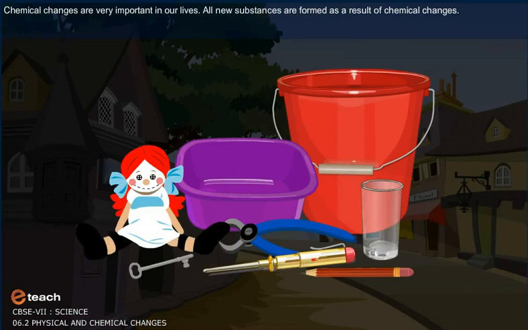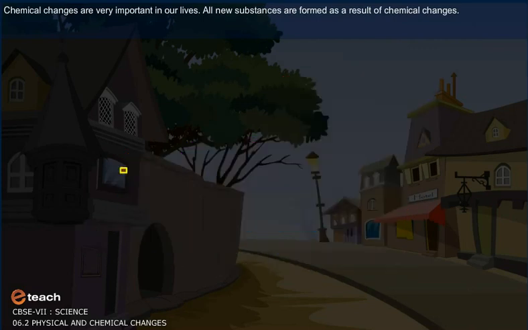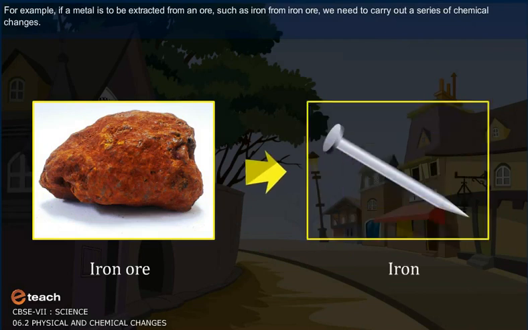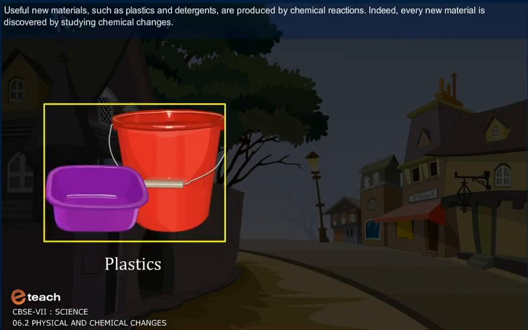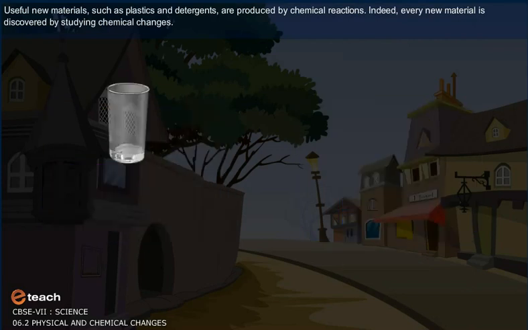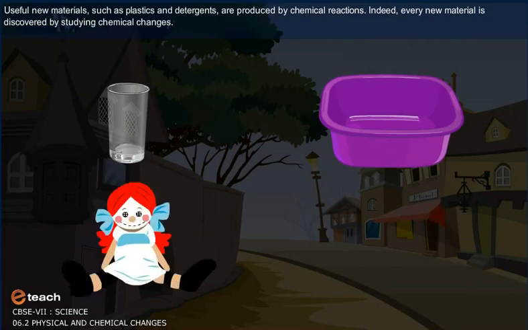All new substances are formed as a result of chemical changes. For example, if a metal is to be extracted from an ore, such as iron from iron ore, we need to carry out a series of chemical changes. Useful new materials, such as plastics and detergents, are produced by chemical reactions. Indeed, every new material is discovered by studying chemical changes.